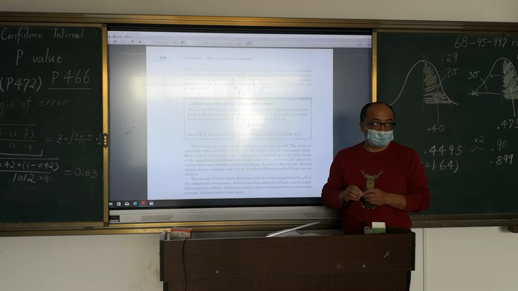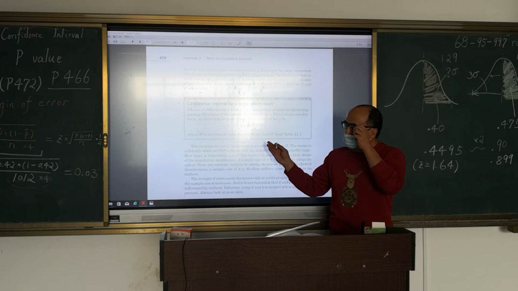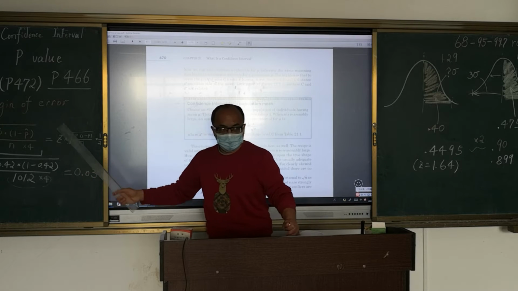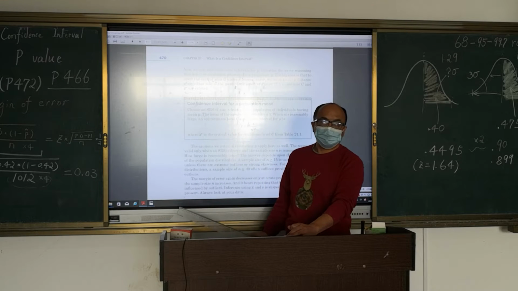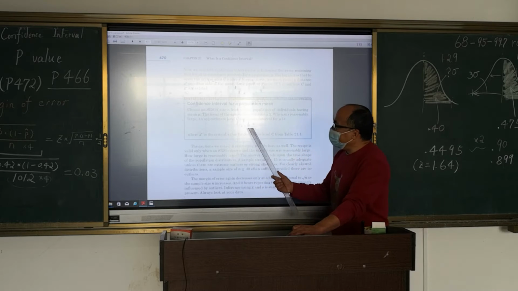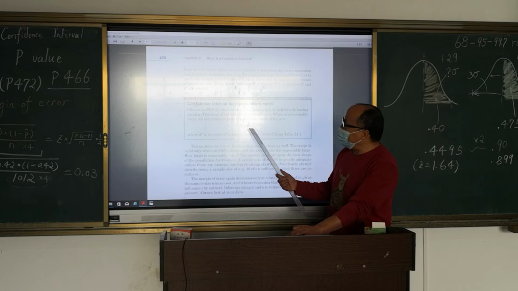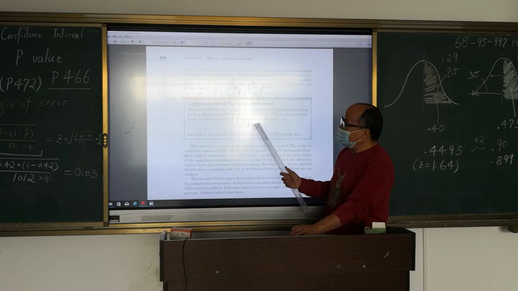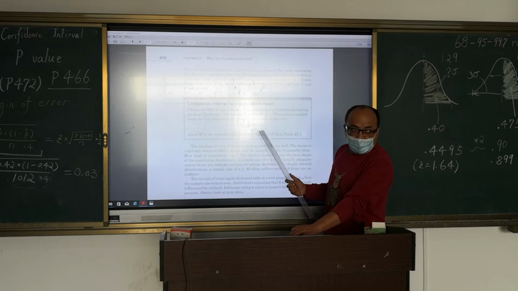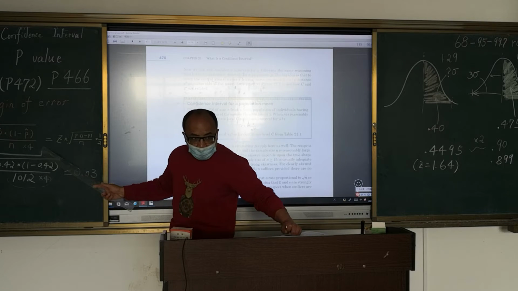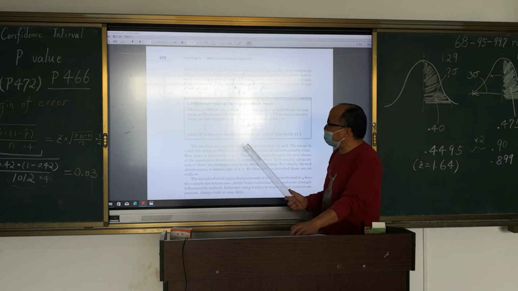So the formula is different from the proportion. It's similar, but z, the critical value is the same story. The standard deviation, this part is different.